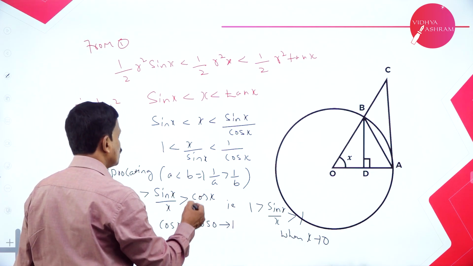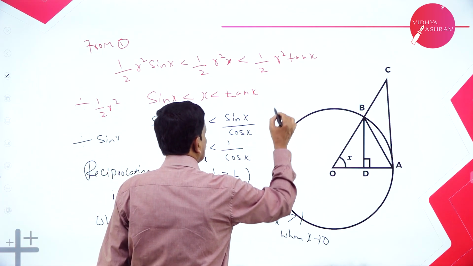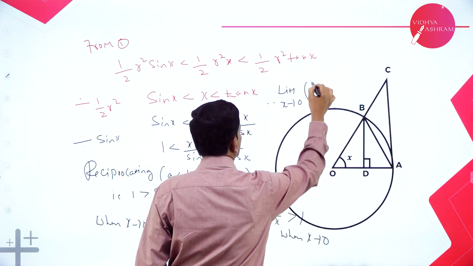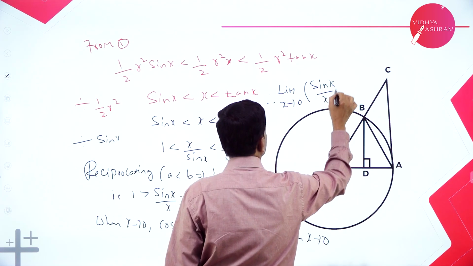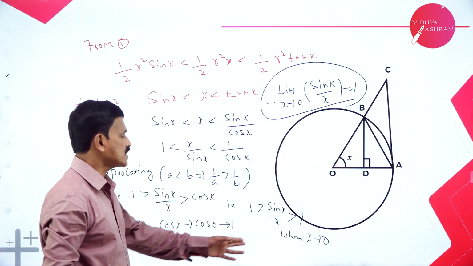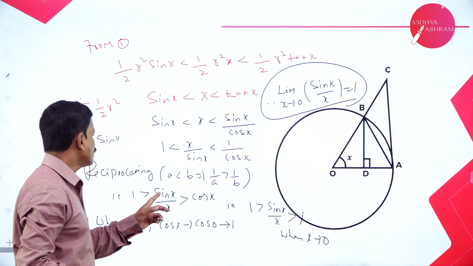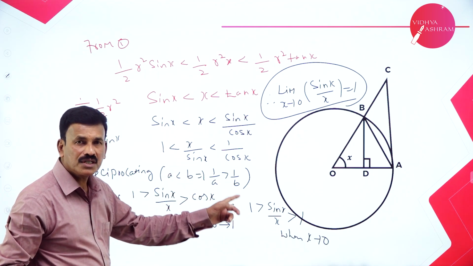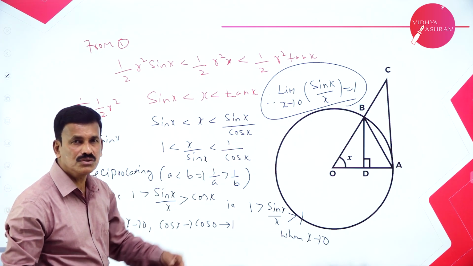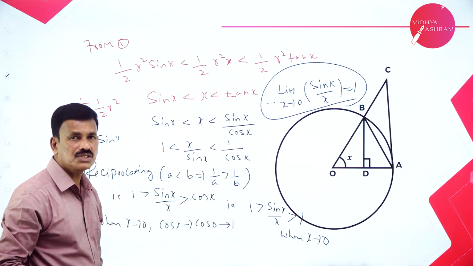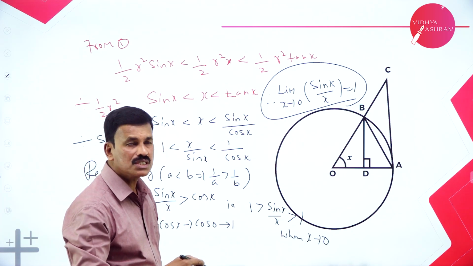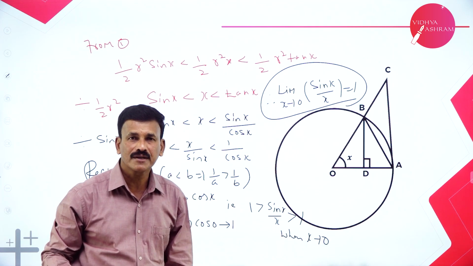So the final conclusion is, therefore, limit x tends to 0 of sin x divided by x is equal to 1, where x is in radians. So when x tends to 0, the value of sin x by x lies between 1 and 1. Therefore, when x tends to 0, sin x by x is also equal to 1. That is called your sandwich theorem. Hope you followed. The value of sin x by x when x tends to 0 is equal to 1, which is called our sandwich theorem.